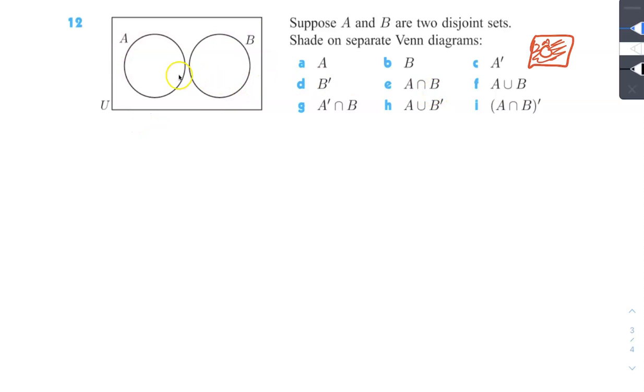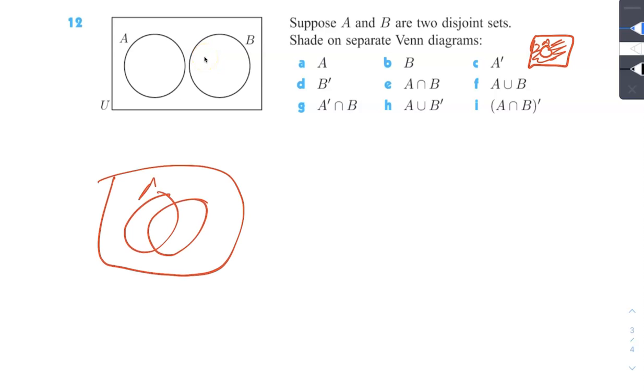Well, in this case, there's nothing to draw because they don't intersect. Normally, on a normal Venn diagram, A intersection B would be where they intersect. It would be this. But on this one, there's no intersection. It's an empty set, so I can't draw that one.